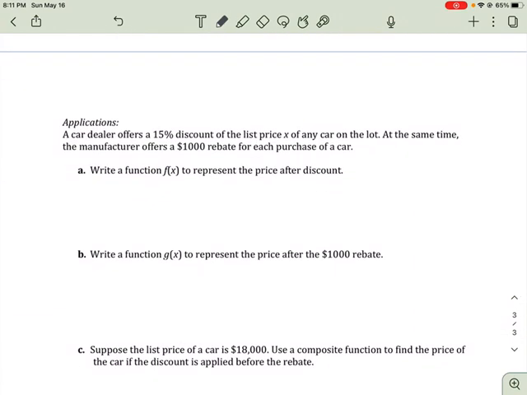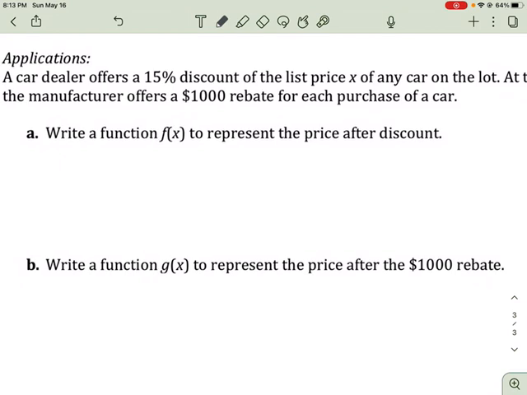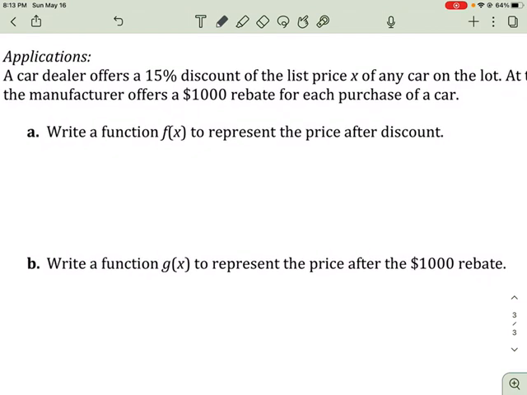All right, let's try like why do we care, okay? A car dealer offers a 15% discount off the list price x of any car on the lot, which is really important because right now car prices are crazy. At the same time, the car manufacturer offers a $1,000 rebate for the purchase of the car. All right, so write a function to represent the price after the discount.